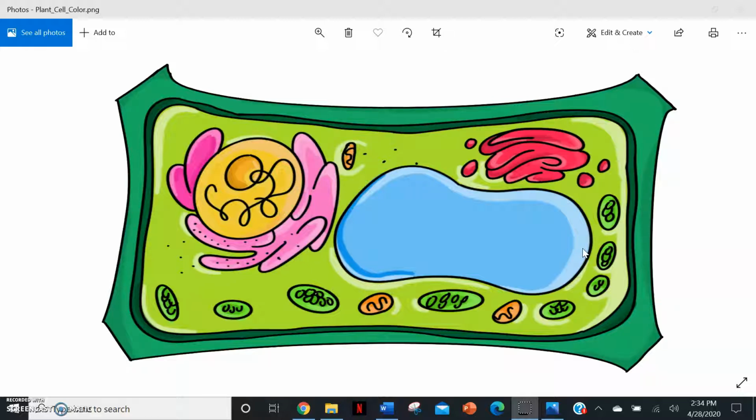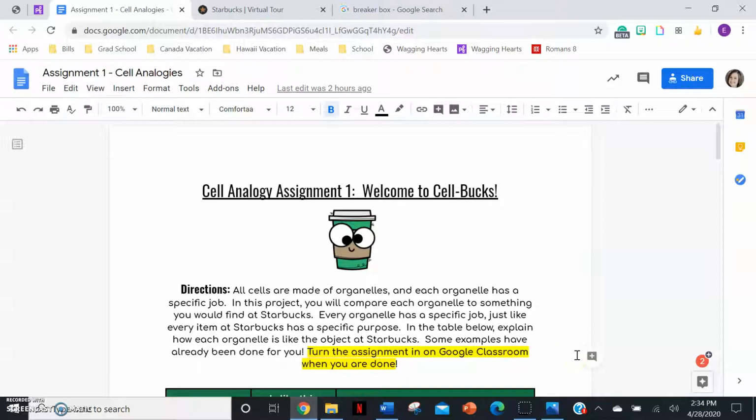Now, why is it that I'm talking about coffee? Well, assignment 1 is titled Welcome to Cellbucks. Get it? It's like Starbucks, but with cells. So this week, you guys are going to be working on assignments, and the first one is called Welcome to Cellbucks. I'm going to go ahead and talk about the directions here.